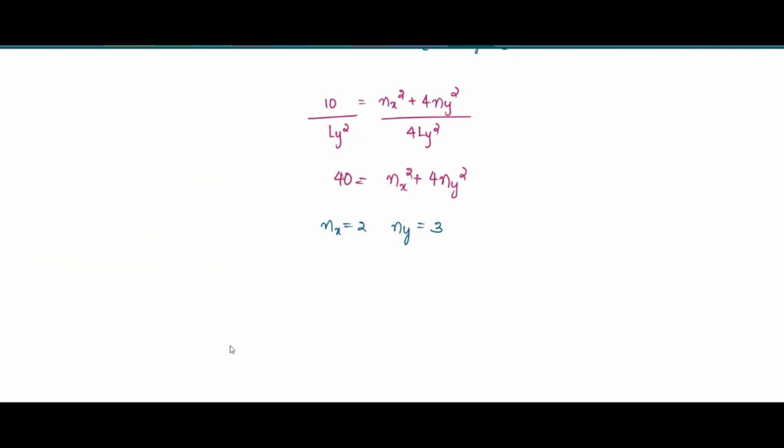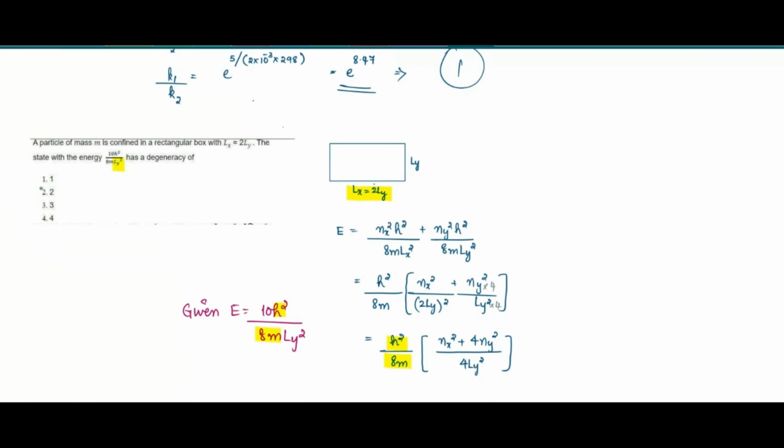Any other values? I can put nx is equal to 6. 6 square is 36. 40 minus 36 is 4. So I can put ny is equal to 1. Yeah. So these are the possible values. Degeneracy is 2. Option 2.